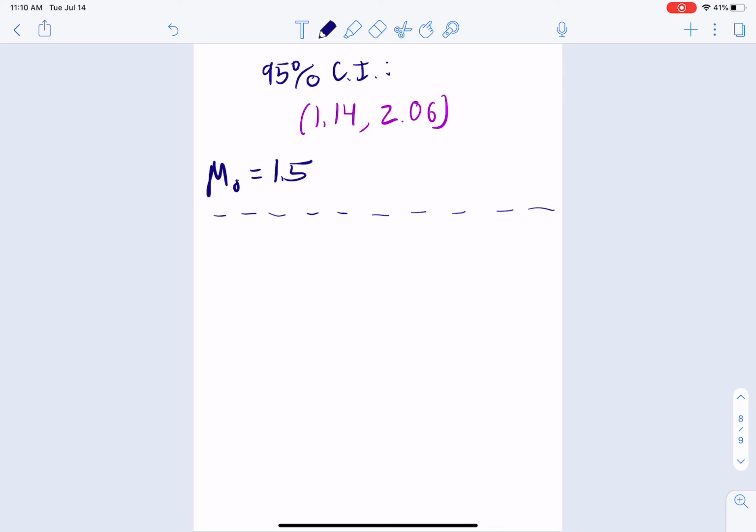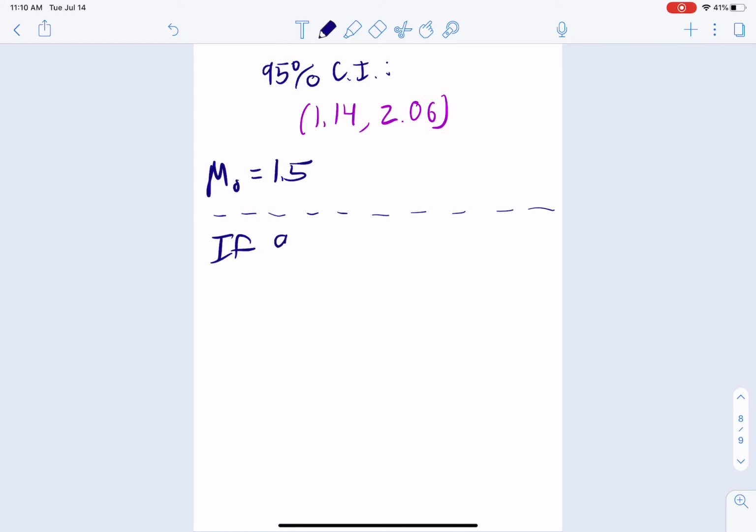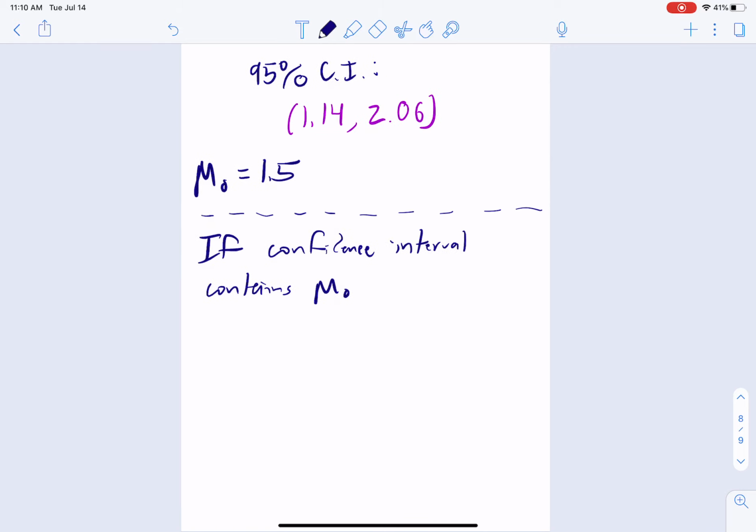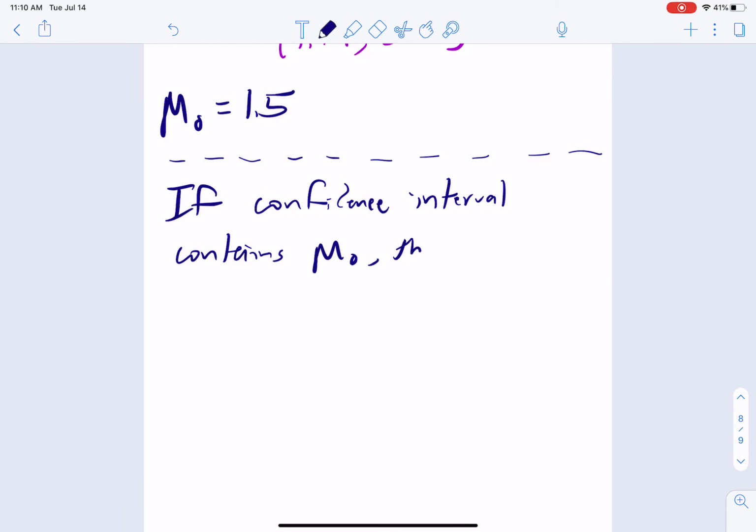So it turns out, here's a fun rule, and we'll see this in a little bit too when we get into differences between two samples. But it turns out that if the confidence interval contains mu naught, this is always a rule, then P is always going to be greater than alpha, right? It's always going to be greater.